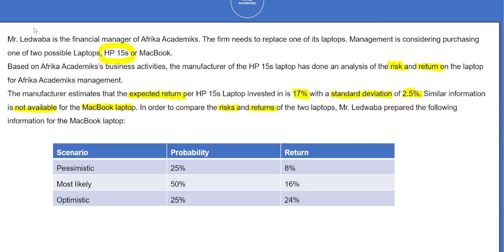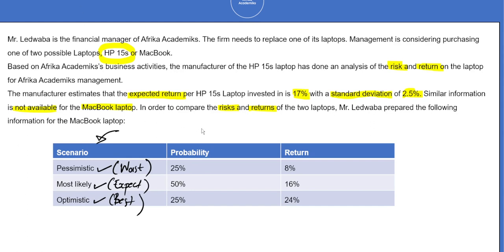So what you see there in the first column is scenarios. You have pessimistic, you have most likely, you have optimistic. What this means is that pessimistic is the worst case scenario. If things are worse, you'll have the pessimistic scenario. And then what you most likely expect is the most likely. And if things turn out best, then you'll have the optimistic one.